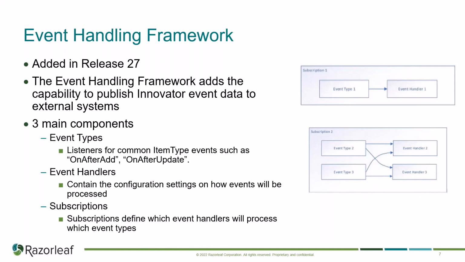So on the right side of the screen here, we have a couple screenshots. There could be multiple event types and event handlers within a subscription. Multiple event types can be driven by multiple different event handlers. As we get more information on the event handling framework, we'll look to get more detailed examples on this, but overall, this is the best breakdown I can give at the moment. So without further ado, let's hop into Aras Innovator and take a look at some of our new functionality.